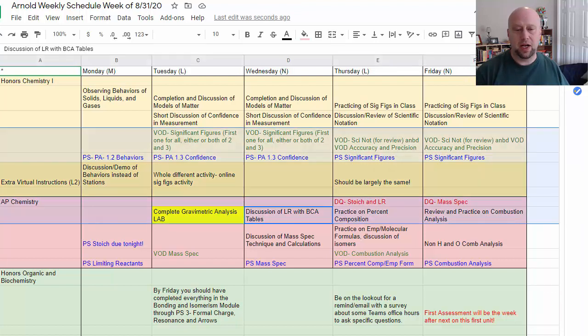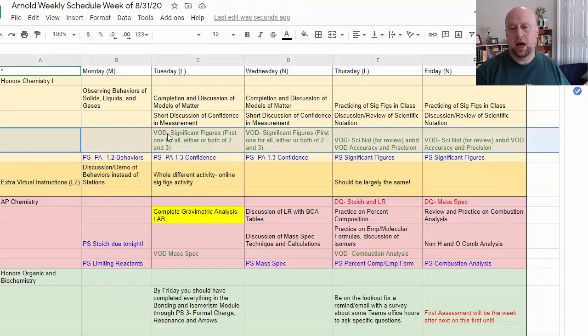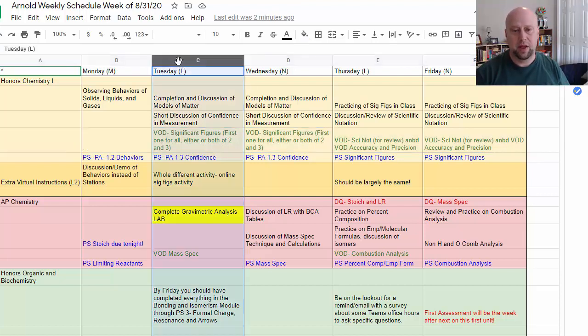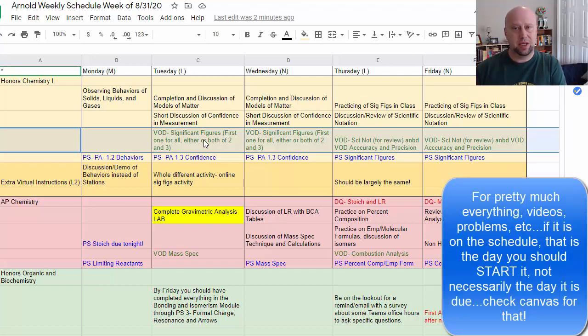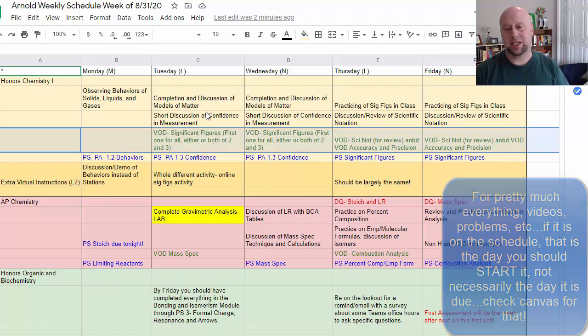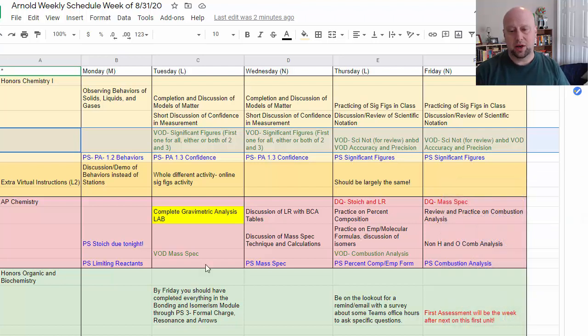The third or fourth line down, depending on where it is, but regardless of where it is, if it's in green, that means that that's videos. So those are videos that you should watch, and this goes for pretty much everything on the sheet. When I put something on a certain day, so like this is Tuesday, for Honors Chem, on Tuesday, they should watch the video for significant figures that night. It doesn't mean that it's due that night, but it means that if you're following along in the normal progression of the way we're doing things in class, that video should come after whatever we talked about in class that day. So those videos are always going to be in green.